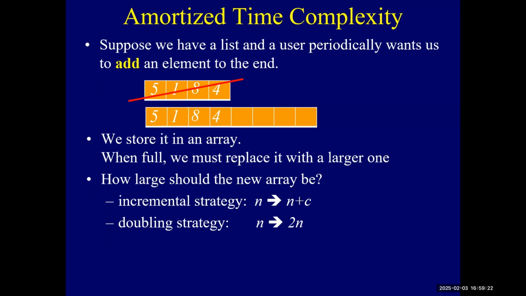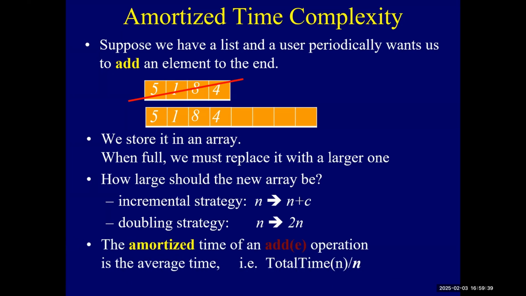Everybody buy that? Anybody want to vote? Which one looks better? Plus c. He's voting for plus c. Anybody want to vote for plus c? Anybody want to vote for doubling? All right, let's see who wins.